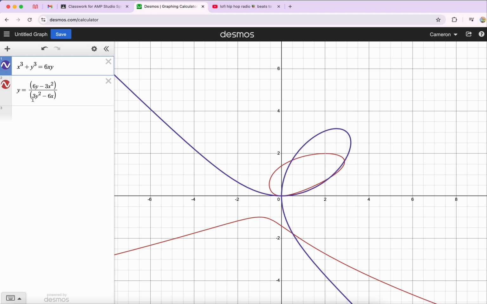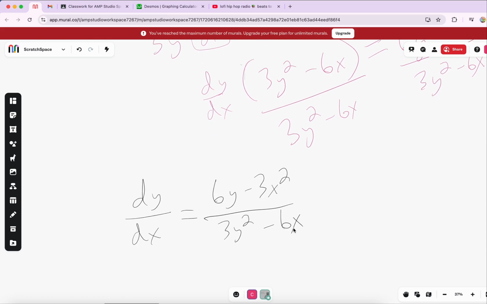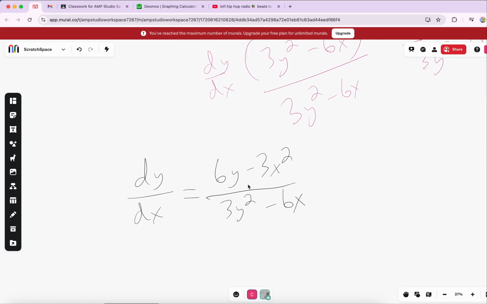Now, there's no way to type in the derivative here very easily because of how Desmos works. But we can verify that this is in fact the derivative for this particular equation.